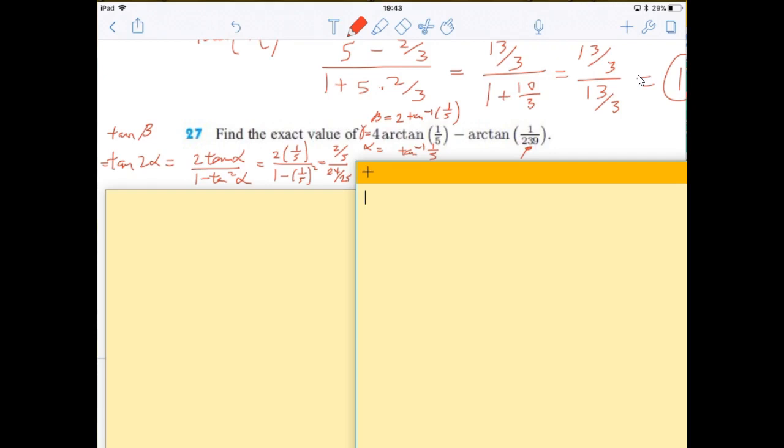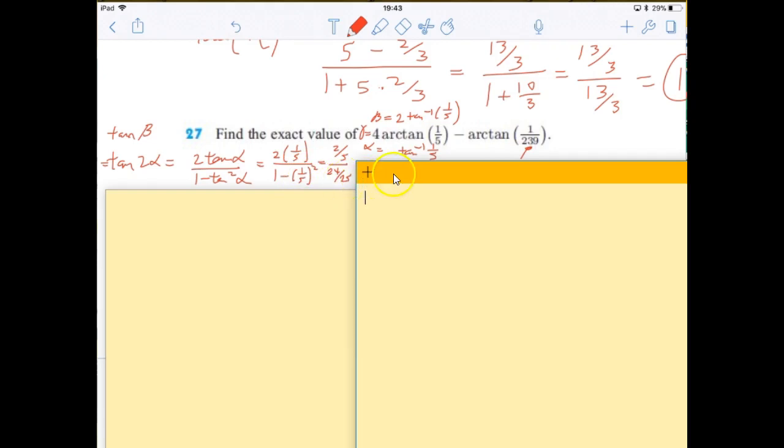1/5, right? Because alpha is equal to the angle which has a tangent of 1/5. So tangent of alpha is 1/5. We substitute in there too. So the numerator becomes 2 times 1/5, and the denominator becomes 1 minus 1/5 quantity squared. So the top becomes 2 over 5, and the bottom becomes 1 minus 1 over 25, which is the same thing as 24 divided by 25.